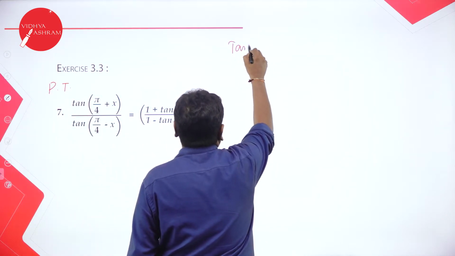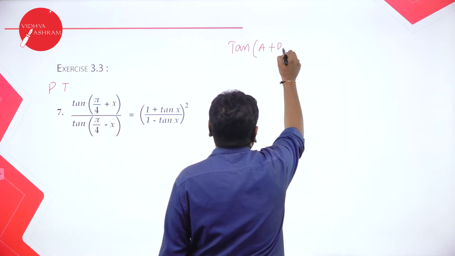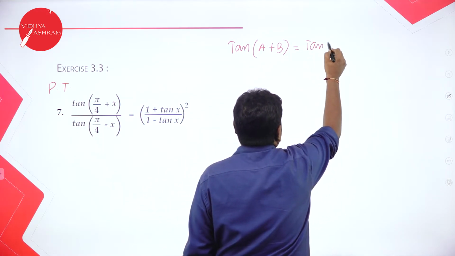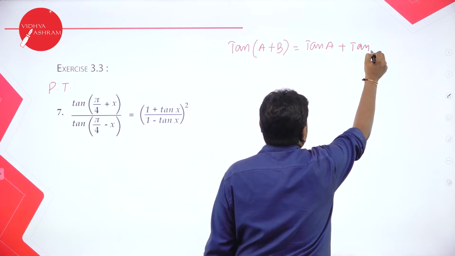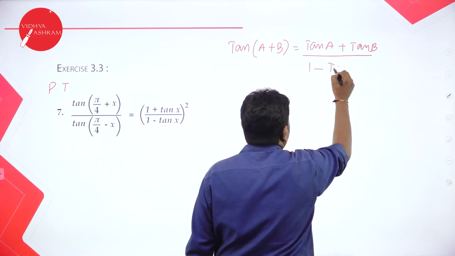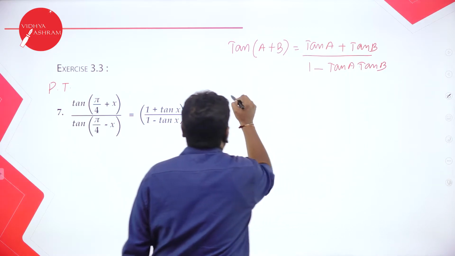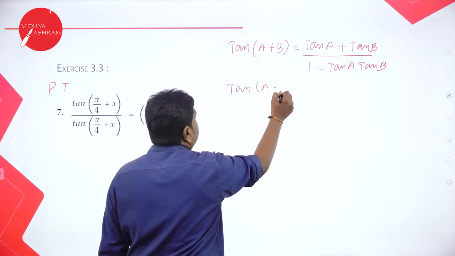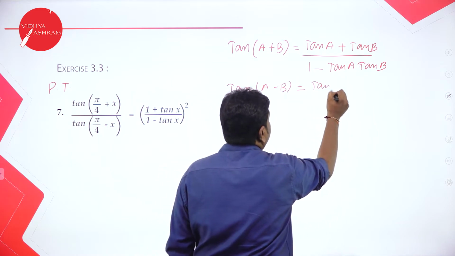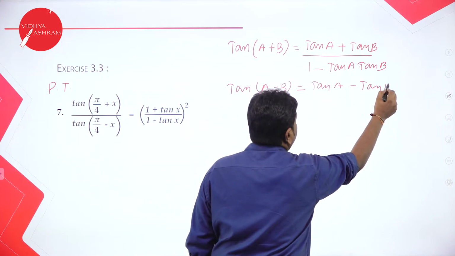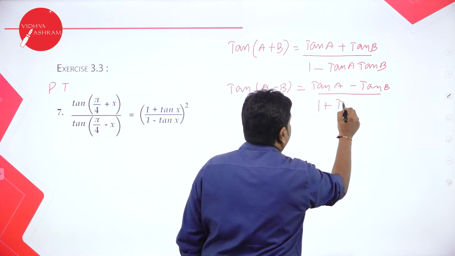What is tan of A plus B? Tan of A plus B is tan A plus tan B divided by 1 minus tan A into tan B. Similarly, what is tan of A minus B? Tan of A minus B is tan A minus tan B divided by 1 plus tan A into tan B.